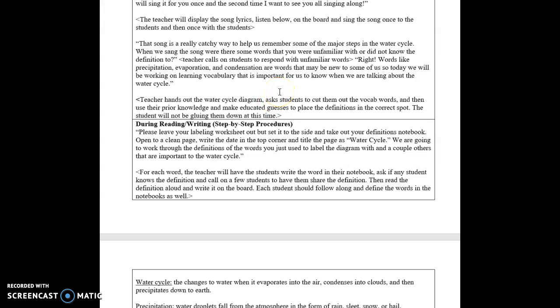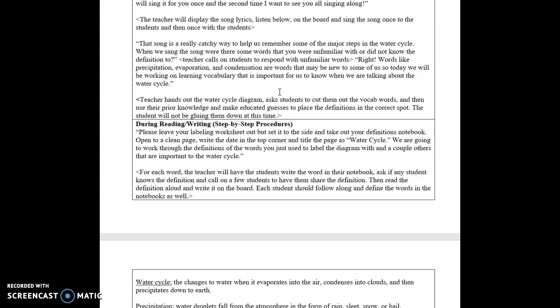They won't be gluing them at this time, because if they do get it wrong, since this is their first lesson on the water cycle, I don't expect them to get it 100% correct. They would glue them down later and just place them where they think they would go. This just gets them thinking about the water cycle and allows their brain to think a little harder about making an inference about what the picture looks like and what they predict the word to mean.